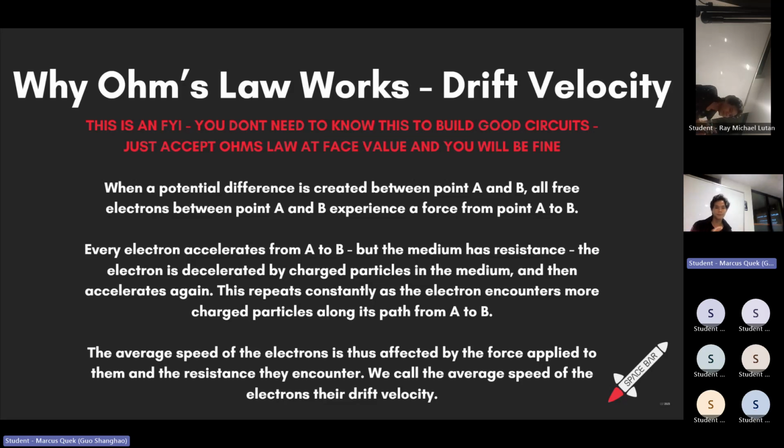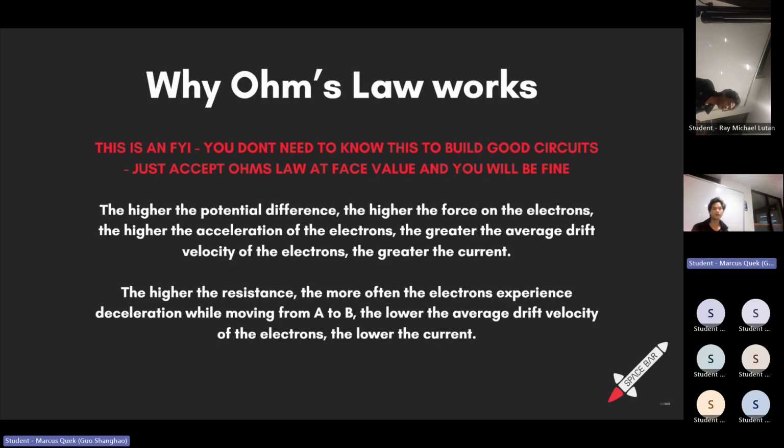Okay. Anyway, nobody cares. What we care about is that when you have a higher potential difference from A to B, you have a greater force on the electrons, which means they accelerate harder. Because they accelerate harder and they decelerate the same amount because I haven't changed the resistance, we have a greater average drift velocity. Since the electrons are moving faster, we have more current. Okay? If I increase the resistance, then the electrons are decelerated more often, which means that they have a lower average velocity, and hence we have lower current. That's it. Okay? Again, nobody cares.